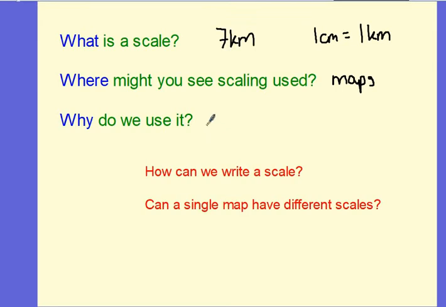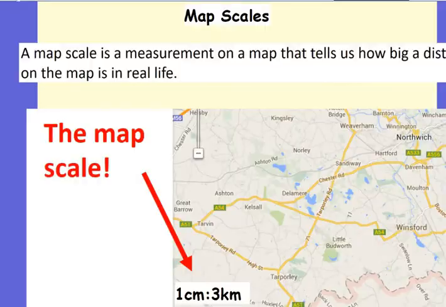Why do we use it? Convenience. It means we can fit a map into our pocket. How can we write a scale? So sometimes you'll see it written as, say, 1 centimetre equals 1 kilometre. Sometimes you'll see it written as a ratio. And can a single map have different scales? No, a map will have the same scale across the whole map.